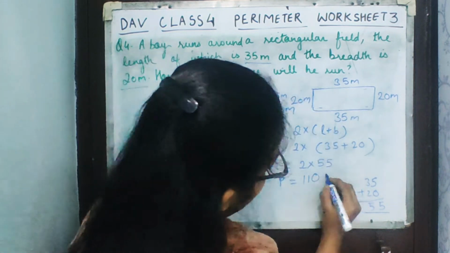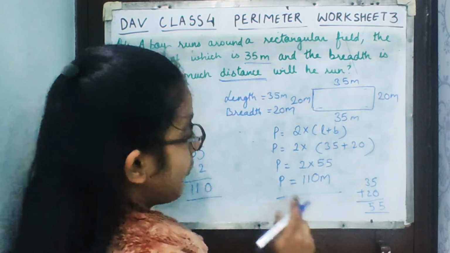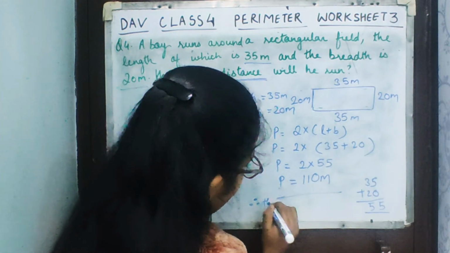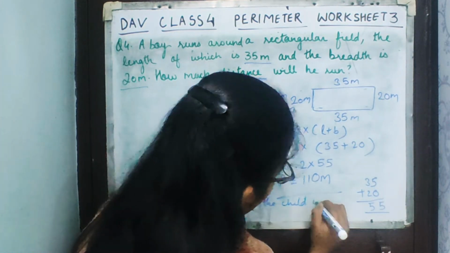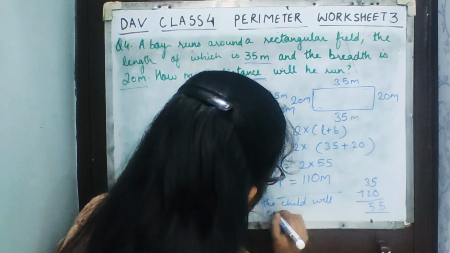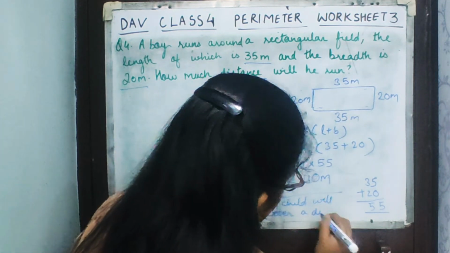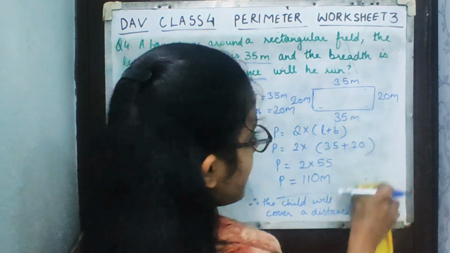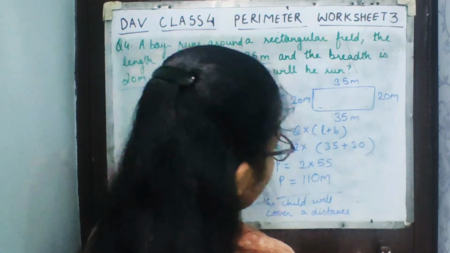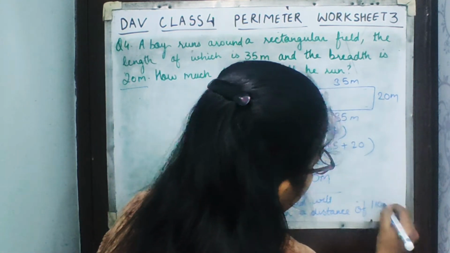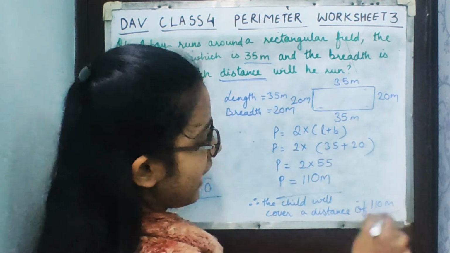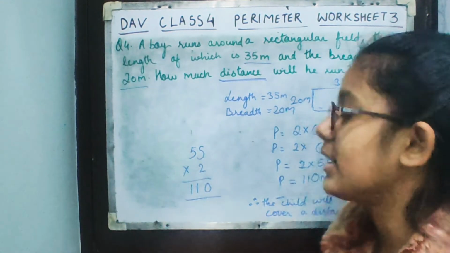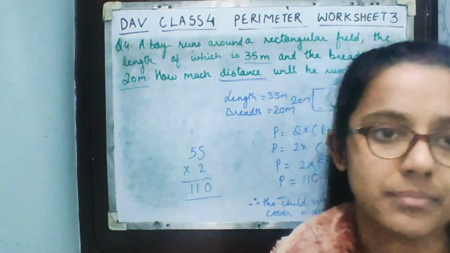And what is the unit given to us? Meter. So perimeter is 110 meters. That means we'll write, therefore the child will cover a distance of 110 meters. Okay, the child will run how many meters? 110 meters. Okay, so we have completed with our question number 4.